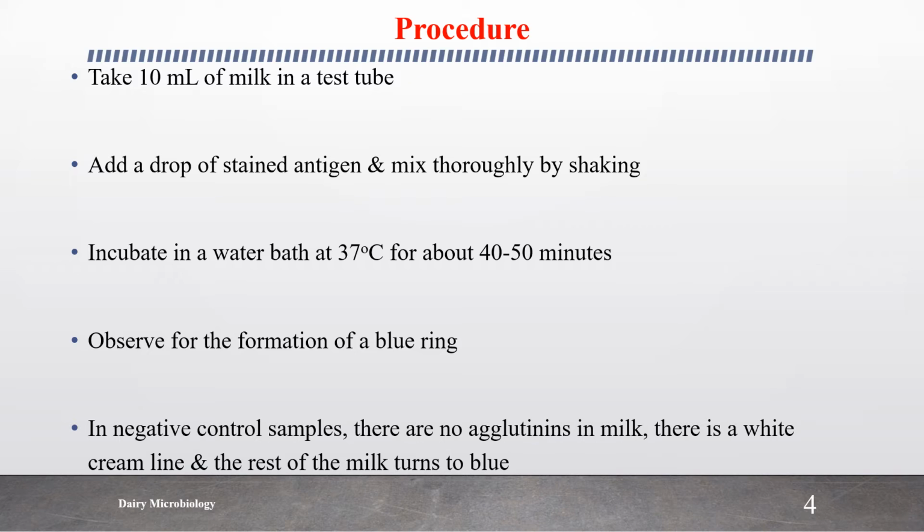In negative control samples, there are no agglutinins in the milk, so no agglutination. Then there is a white cream line and the rest of the milk turns blue due to the stain antigen.